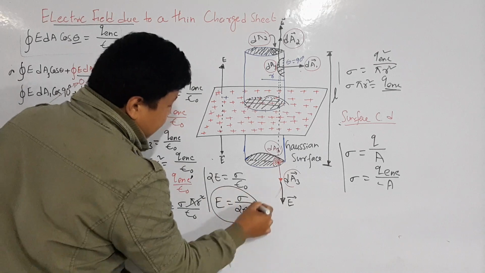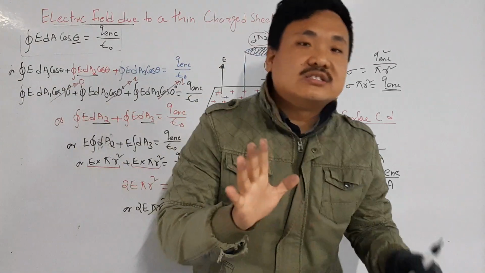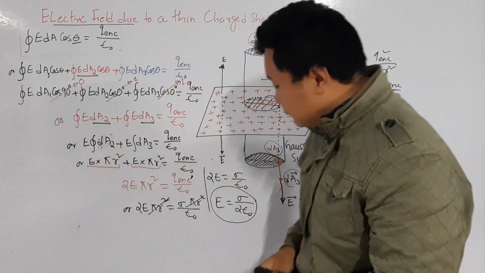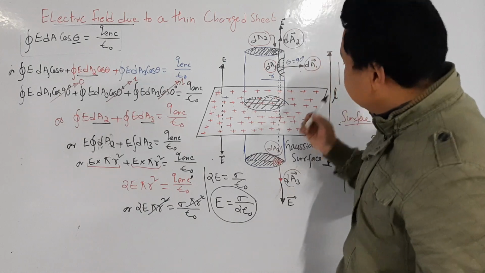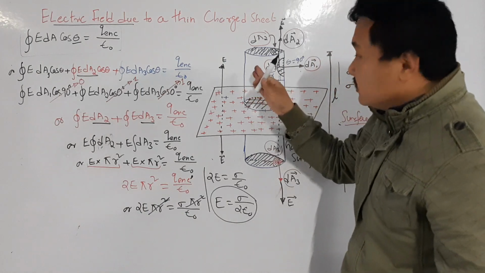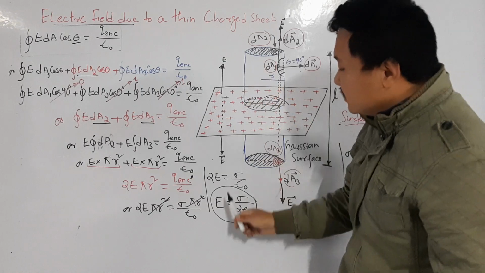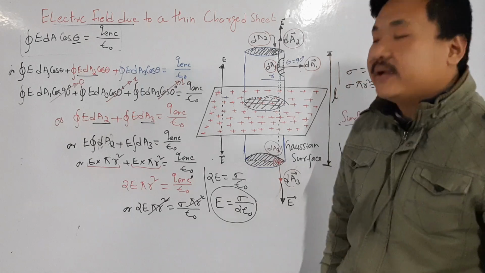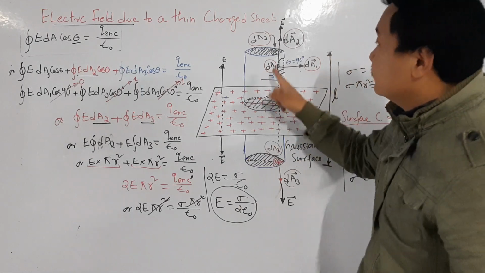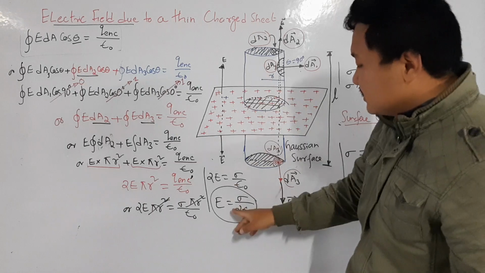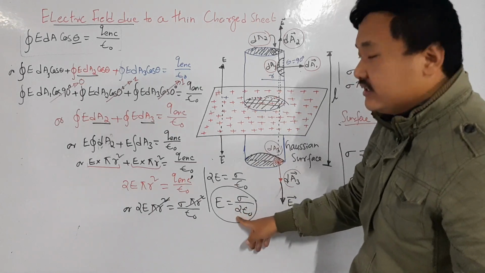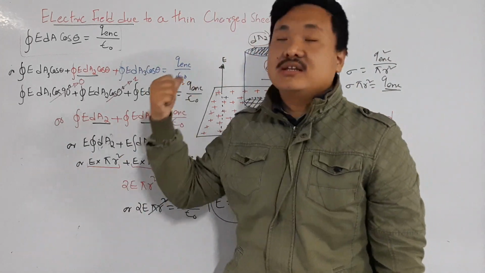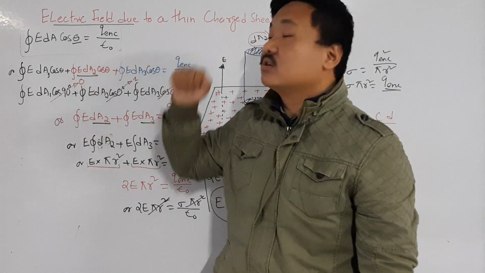So this is the electric field due to a thin charge sheet. Okay, now if you see here, I don't have the radius, I don't have the length of this closed cylinder. It means that the electric field due to this charge sheet does not depend upon the radius and length of the cylinder, because I don't have length or radius in this equation. So this is the derivation of electric field due to a thin charge sheet using Gauss theorem. Thank you.